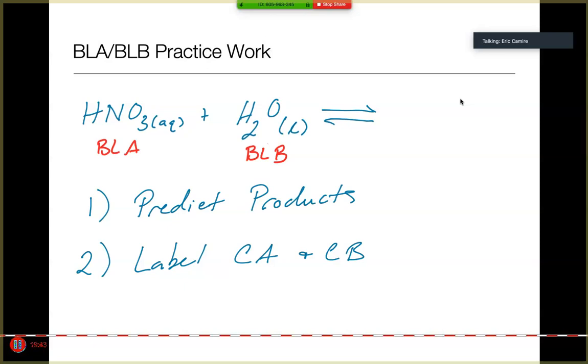So take a look. What's my acid? What's my base? Predict the products, and then label the products as either conjugate acid or conjugate base. One of the products might seem a little funky when you write it down, but trust yourself.